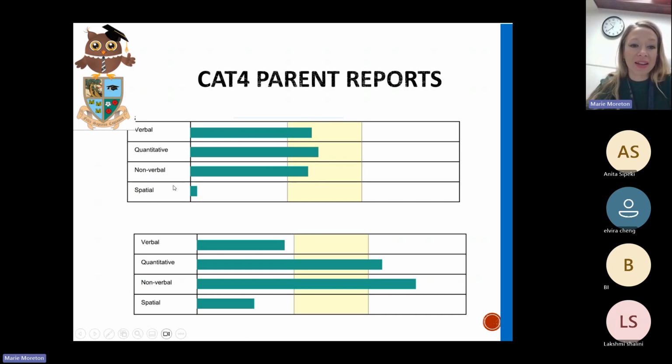Here you can see that this child has a very low spatial ability. So they might find it quite difficult to see the bigger picture. They will need to draw upon their verbal ability, which is in the average range. They will need to be able to talk through their problems. They will need to have a step-by-step guide because their spatial ability is quite low.